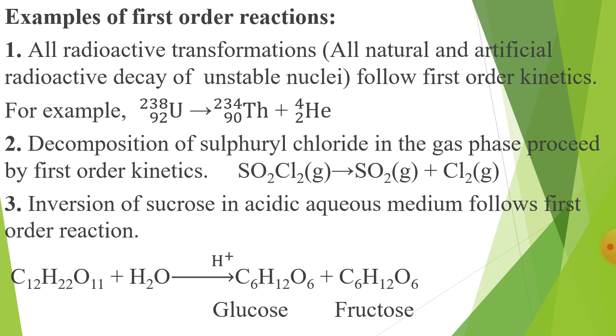Now some examples of first order reactions, that is also important from the examination point of view. First, all radioactive transformations, that is all natural and artificial radioactive decay of unstable nuclei, also follow first order kinetics, that is the radioactive disintegration is always a first order reaction. Here one example is given, uranium-92 breaks into thorium and emits alpha particles. This type of reaction is known as a radioactive reaction, where alpha, beta, gamma rays are emitted. So this is also a type of first order kinetics.